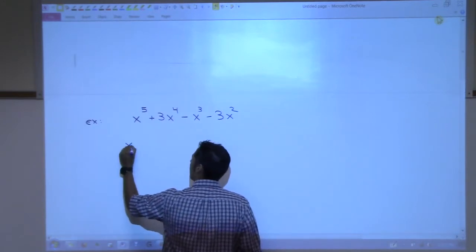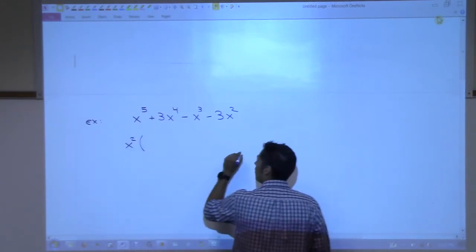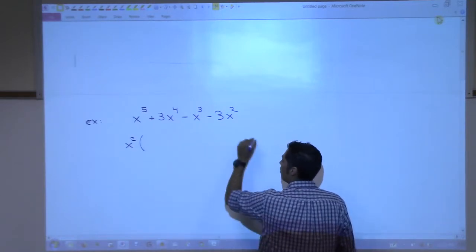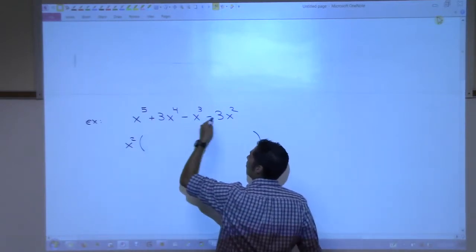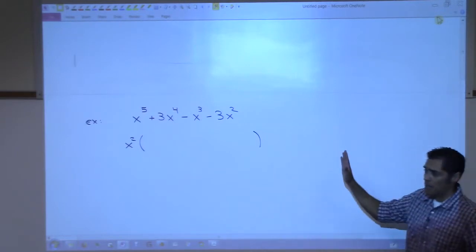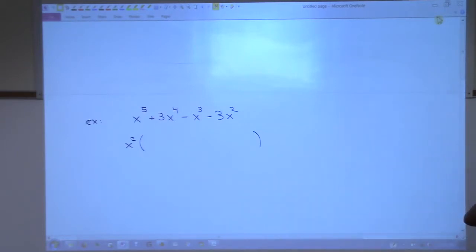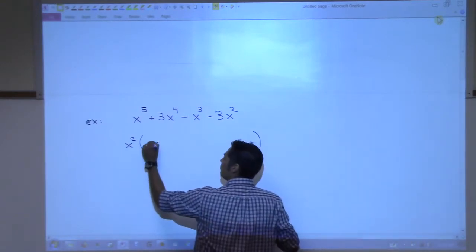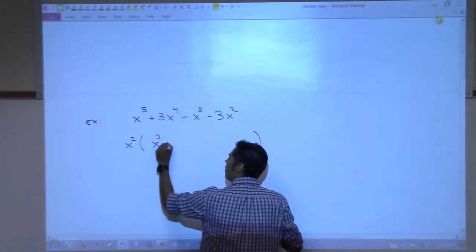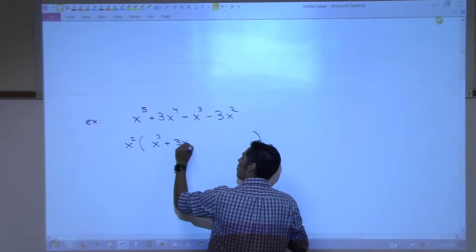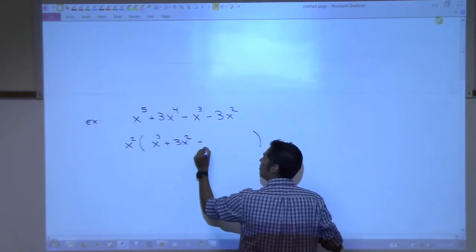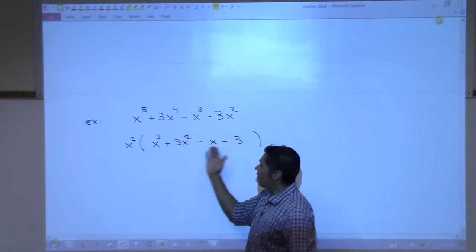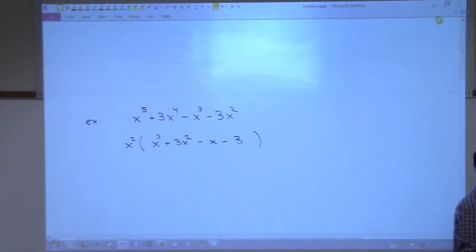All right? So that x squared comes out. And enough space here for how many terms? 4, right? Because I'm pulling out from 1, 2, 3, 4 terms, so I need a space for 4. All right, so what would I have left inside that parentheses? X cubed plus 3x squared minus x minus 3. Okay, so that's what would happen if I pull a GCF out first.